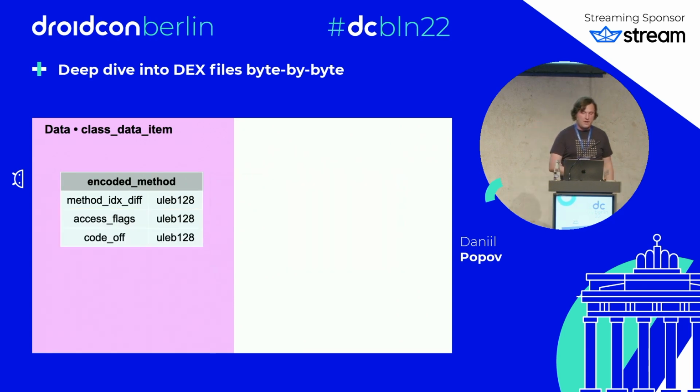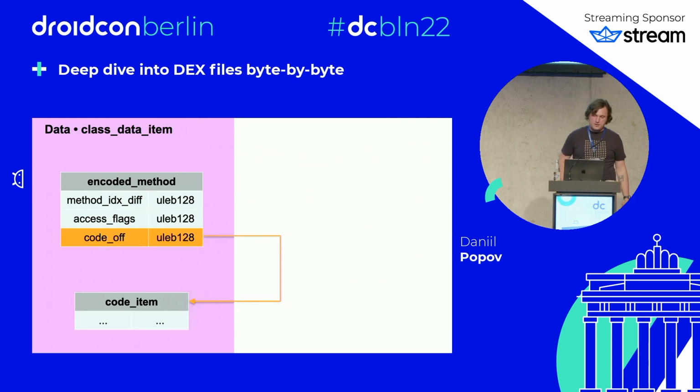for it. And almost the same thing we have for encoded method, which actually is a bridge between the method ID and its access flags. But also there is an offset to the code item structure which holds the executable code for this particular method. That's the most interesting thing here, because DEX is Dalvik executable. So we finally found where the executable code lives.